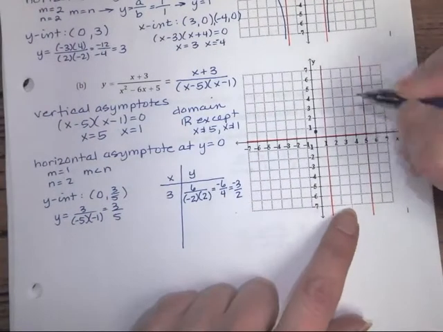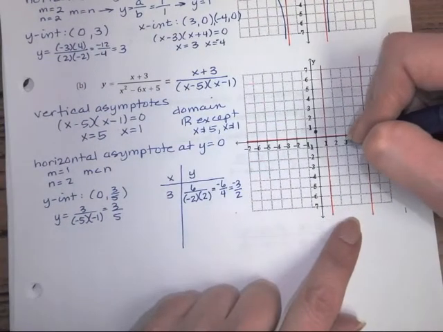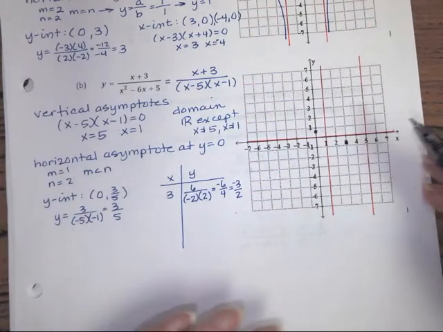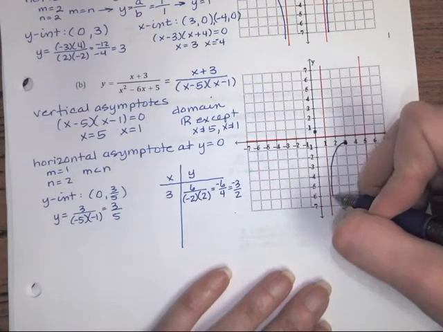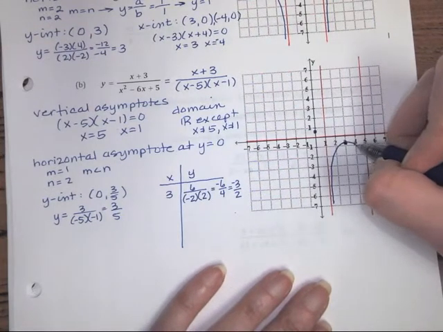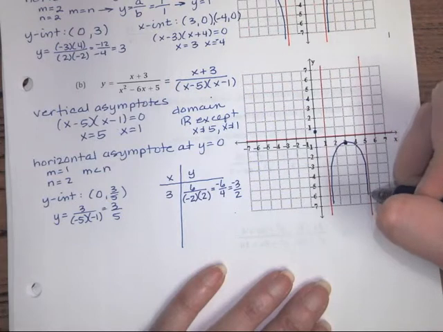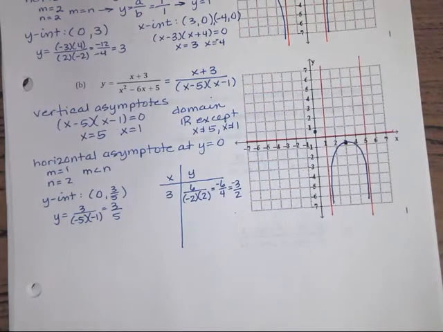Okay, so 3, and then we have negative 3 halves, which is right there. Well, it's not going to cross any asymptotes, so here's what this is going to do. It's going to go like this, because we don't cross asymptotes. And it's going to go like this.